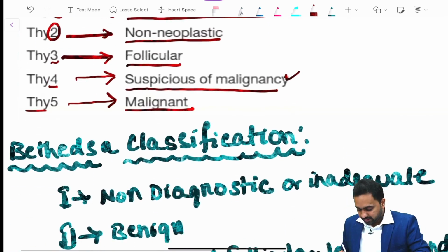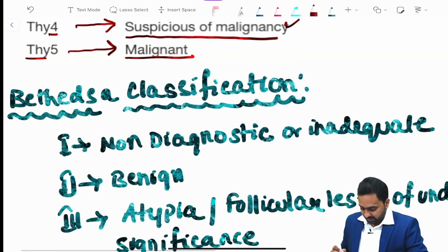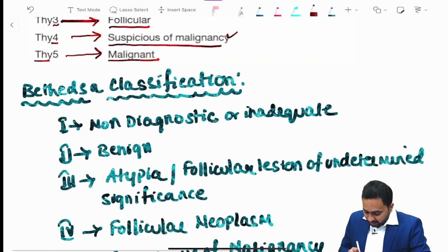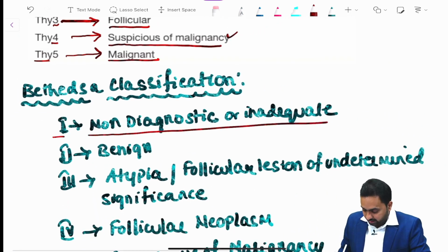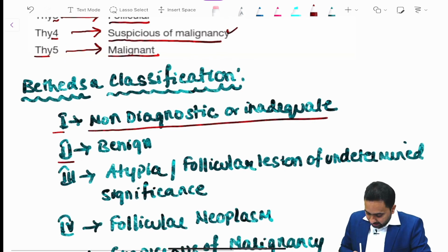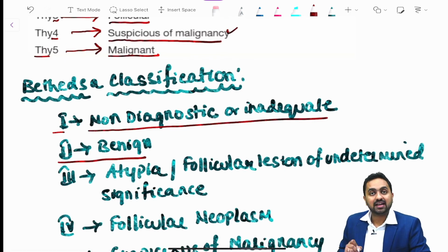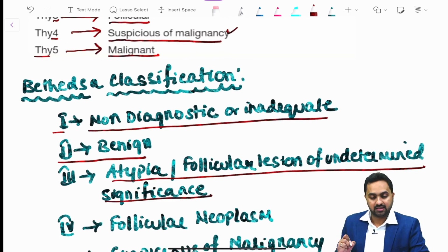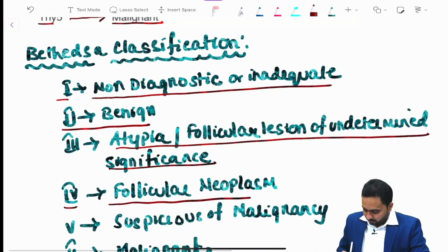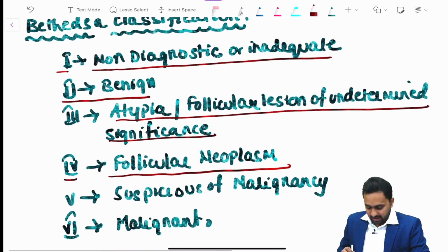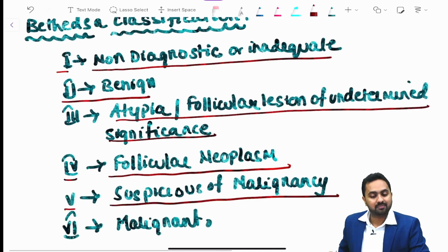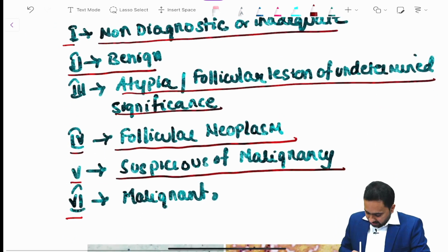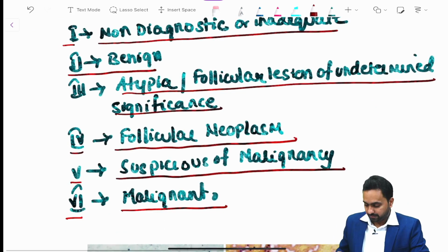Now, there is another system which is your Bethesda classification, where category 1 is your non-diagnostic or inadequate, category 2 is your benign, category 3 is your AUS or follicular lesion of undetermined significance, category 4 is your follicular neoplasm, and category 5 is your suspicious of malignancy, and category 6 is your malignant lesion, right.